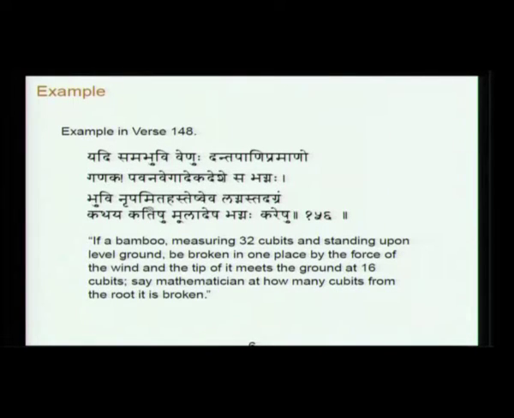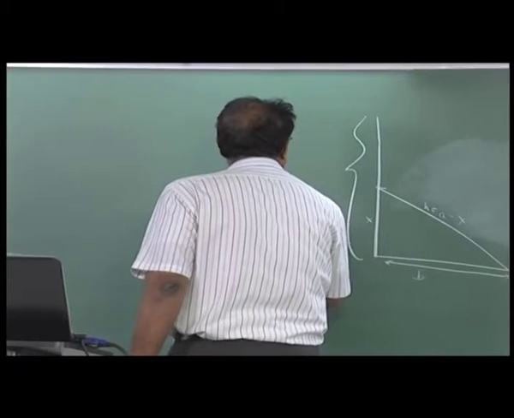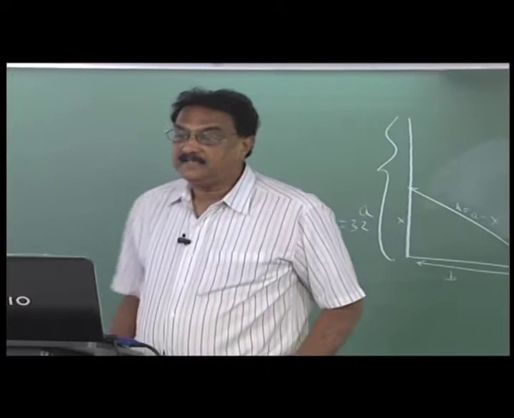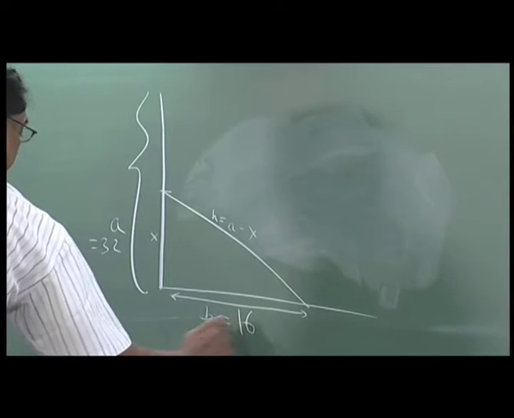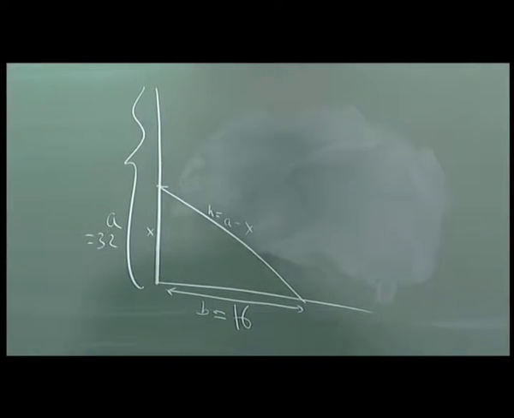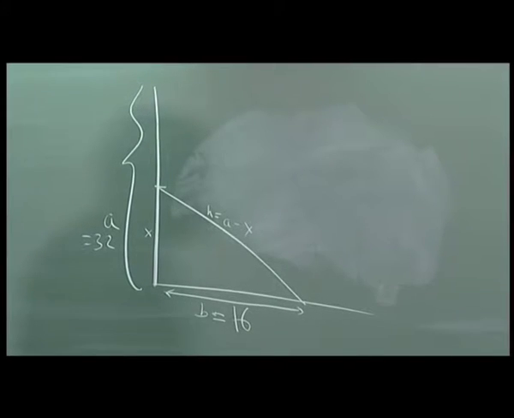So, because of the force of the wind, it is broken at some point. Bhuvin rupamita haste ishu veva lagnasta dagram, and the tip of it meets the ground at 16 cubits. Kataya katishu mula desha bhagnaha kareshu. So, where is it broken? Okay. So, here this is 32, the total height before it got broken, and this is 16, b is equal to 16. So, then you can find out x and h, right.